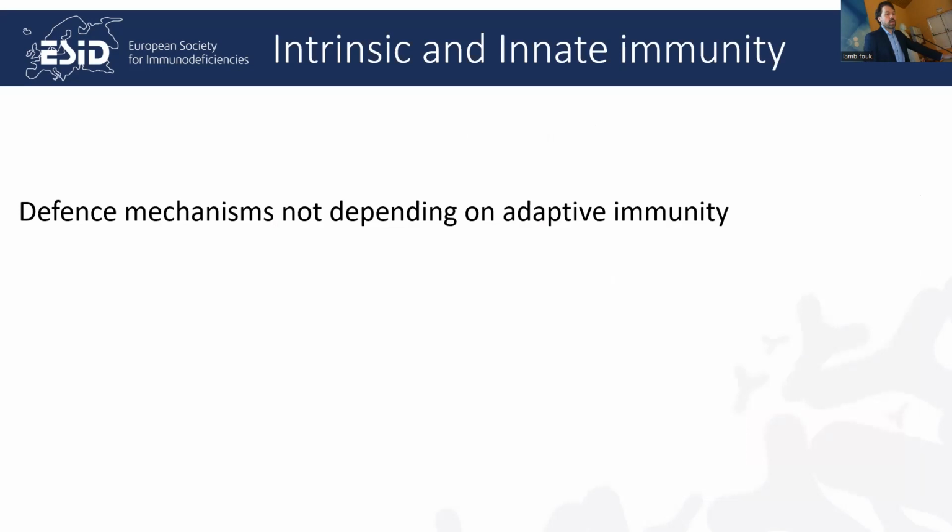What is innate and intrinsic immunity, which is quite a new field within the field of inborn errors of immunity? These are defense mechanisms which are not dependent on adaptive immunity. This is, I think, the best definition. I have looked it up and I read several others.